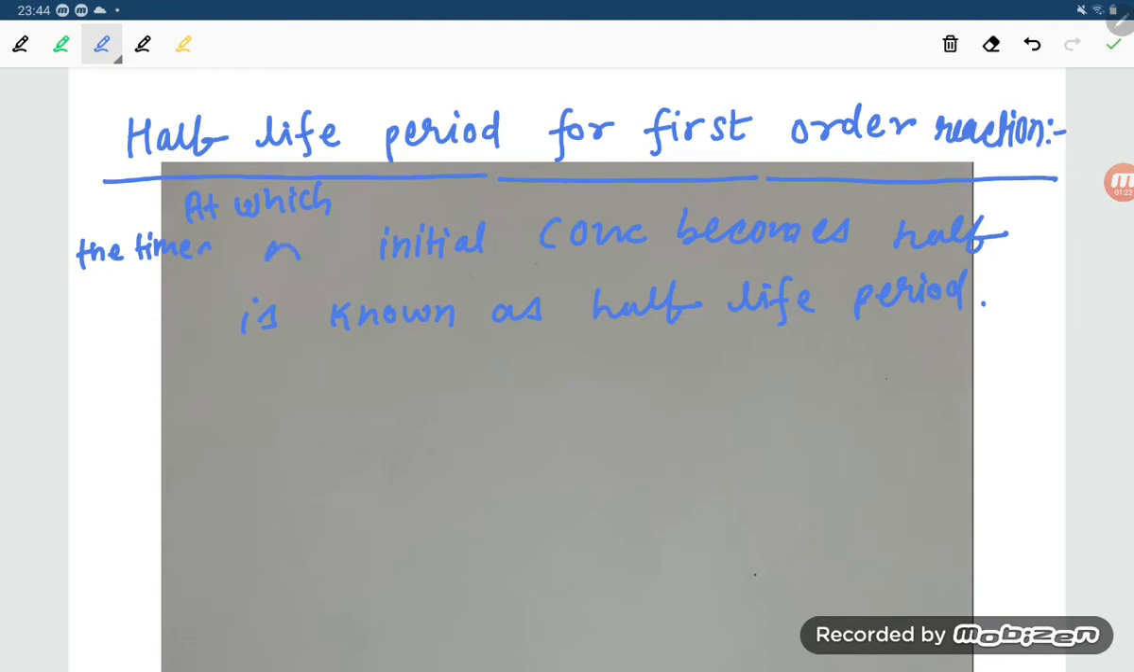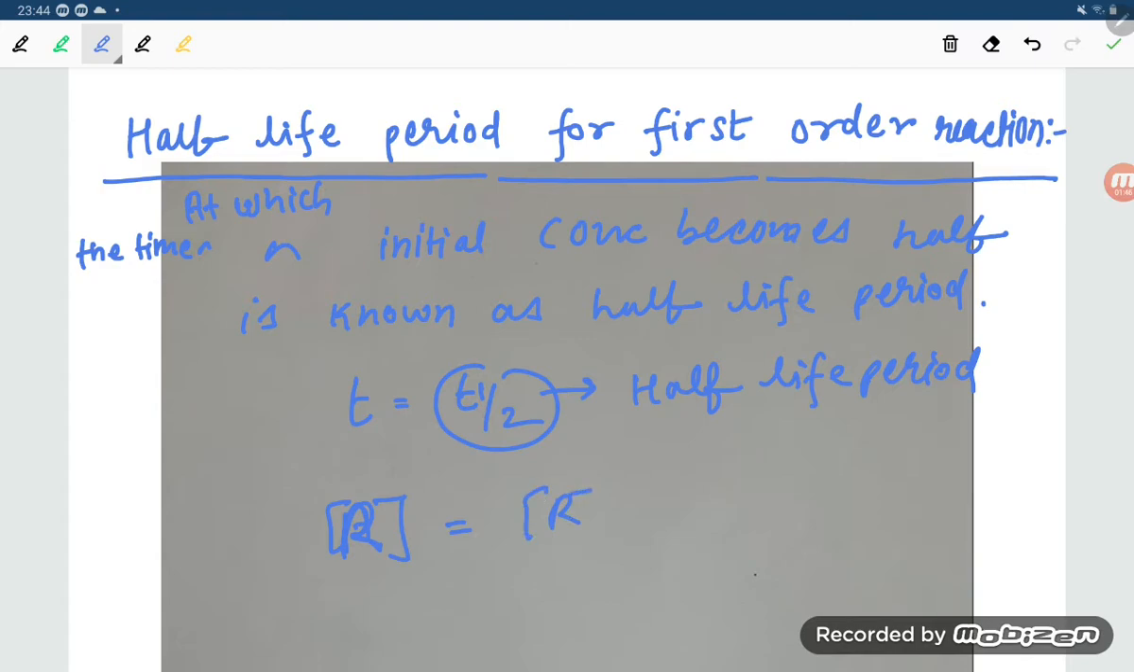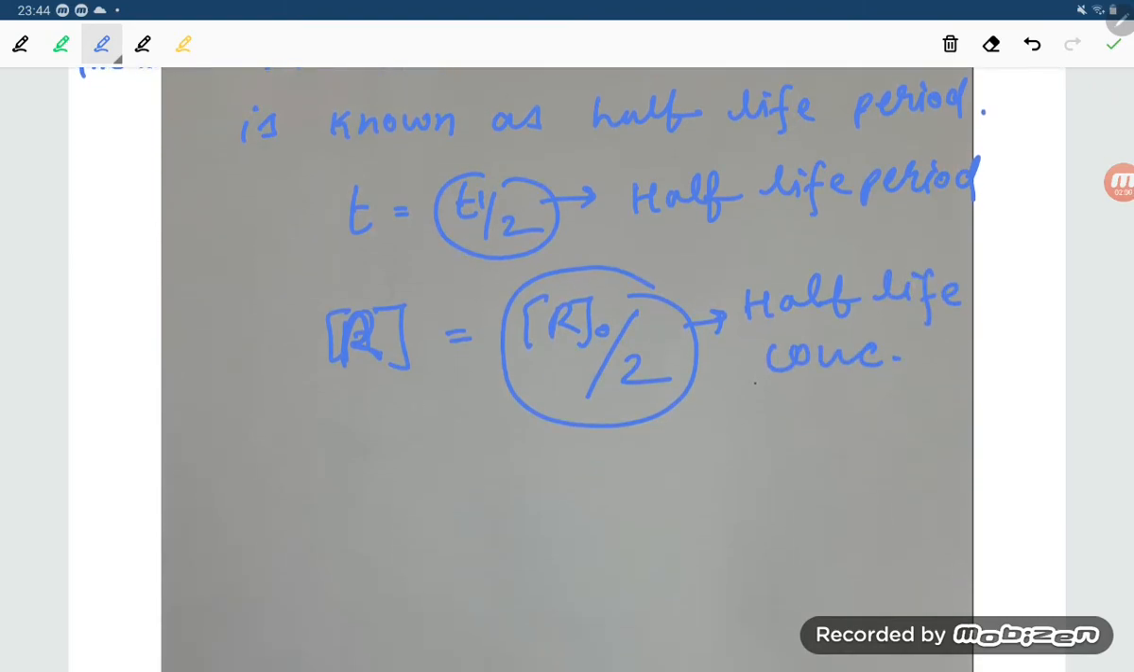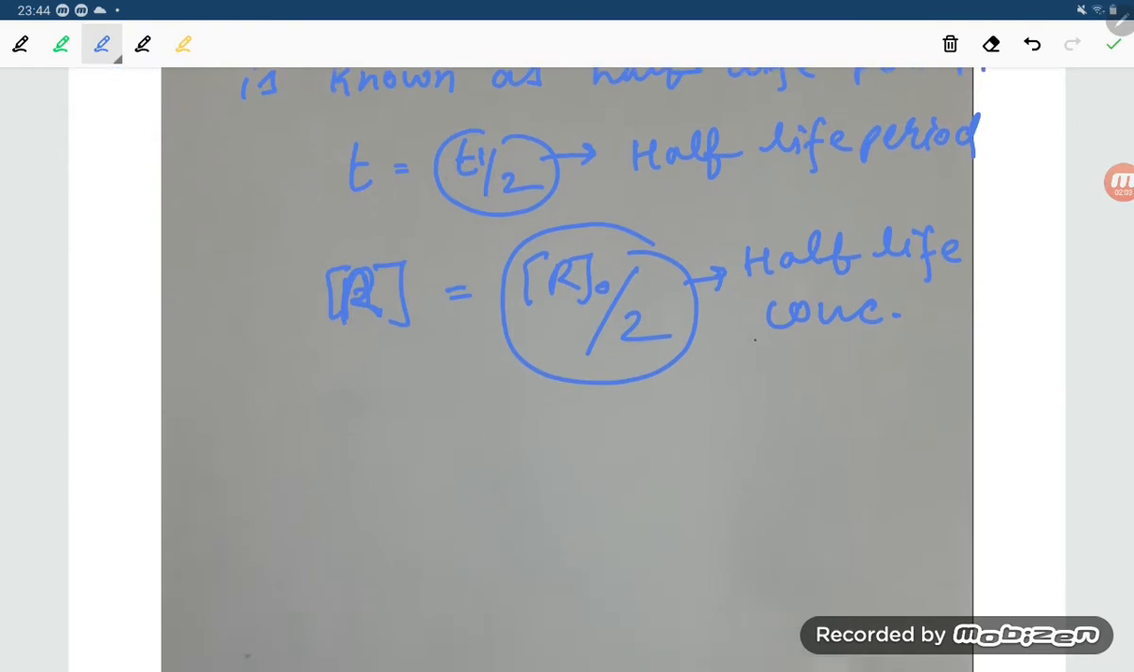So if you are talking about t half, this value is known as the half-life period. Another thing, student: the reactant concentration R is becoming half of the initial concentration. This is implied, that is the half-life concentration. Half-life concentration means at t half the concentration R becomes R naught by 2, right student?